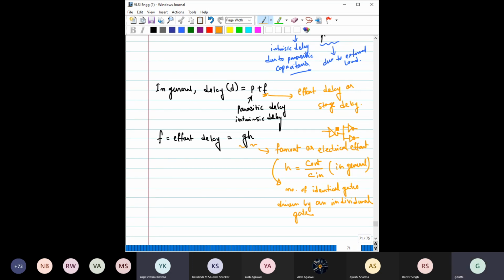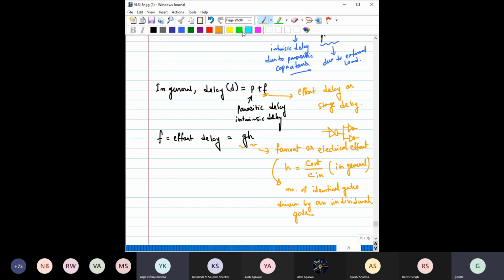But remember, that is for the same gate. If it is a different gate, suppose this inverter is driving some other gate, then in general you have to use H equal to C out by C in.